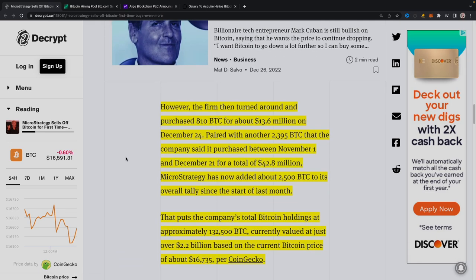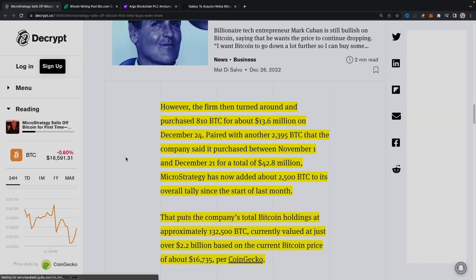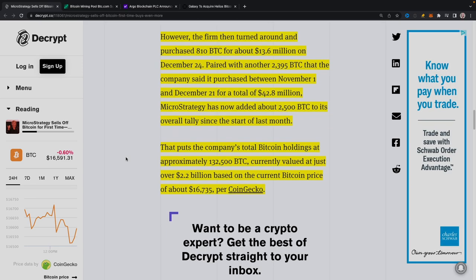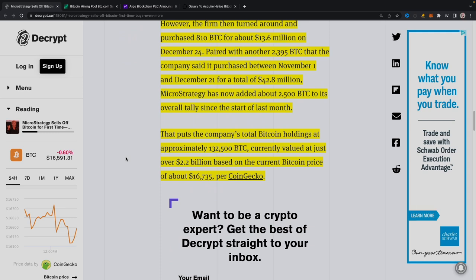However, the firm then turned around and purchased 810 BTC for about $13.6 million on December 24th, paired with another 2,395 BTC that the company said it purchased between November 1st and December 21st for a total of $42.8 million. MicroStrategy has now added about 2,500 BTC to its overall tally since the start of last month, so they're still on a buying spree.